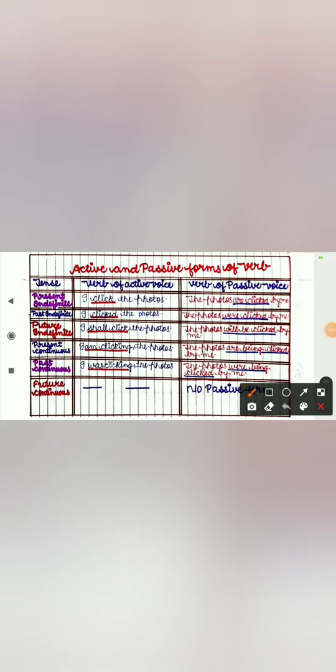So as I have told you, while changing a sentence from active voice to passive voice, the changes of tense will be there, and with the help of this table we will understand the changes of tense. Here you can see the heading active and passive forms of the verb. So what will be the changes of tense when we have to change a sentence from active to passive voice according to the tense? The first tense is present indefinite tense, and the sentence of active voice of present indefinite tense will be I click the photos, because the main verb will be first form of verb with s or es according to the subject.